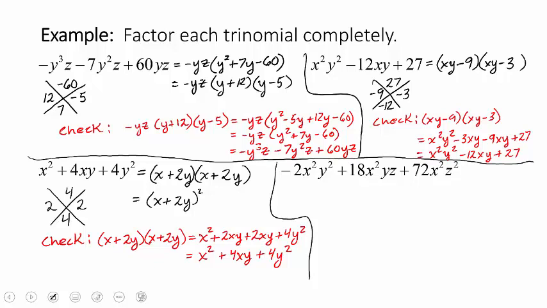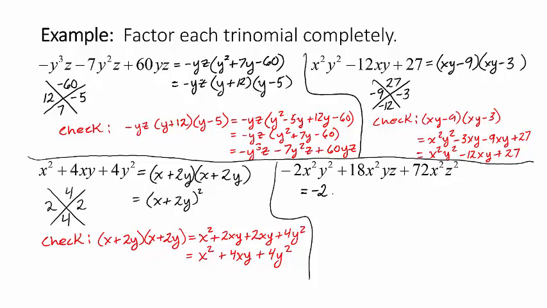All right, so this last one, there's a lot to it. Negative 2x squared y squared plus 18x squared yz plus 72x squared z squared. Okay, I actually see three variables in this, x, y, and z, right? And all three of those terms have numbers, okay? And there's a negative out front. You always want to factor the negative out if that's the case. Okay, so let's look for a GCF. First of all, negative 2 is a factor of itself, and of 18, and of 72. So I'm going to pull a negative 2 out.